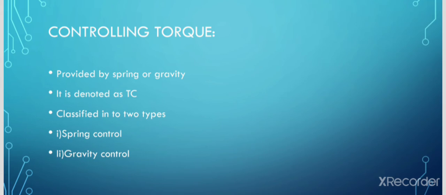The next one is controlling torque. Controlling torque is provided either by a spring or by gravity. This torque is used to control the deflecting torque, and it is denoted as tau suffix c. Controlling torque is classified into two types: spring control system and gravity control system. The spring control system is used in modern instruments, and gravity control is not much used in modern instruments.